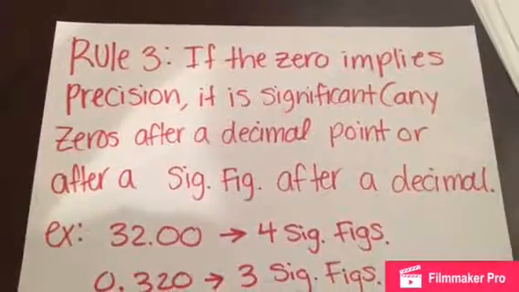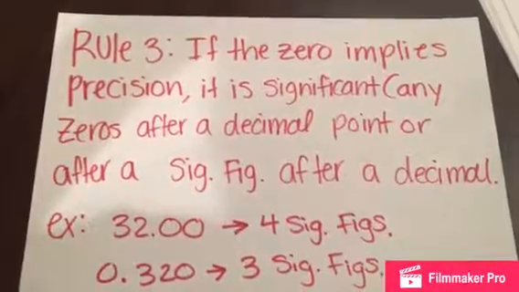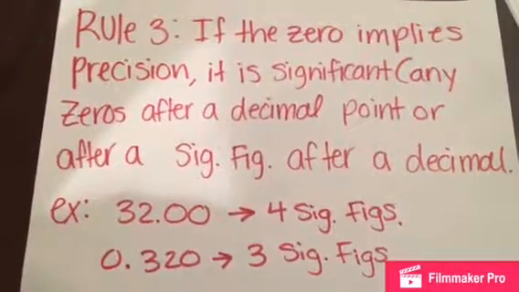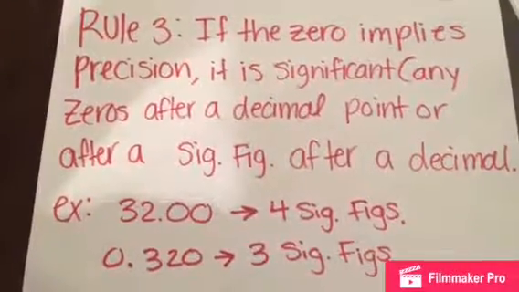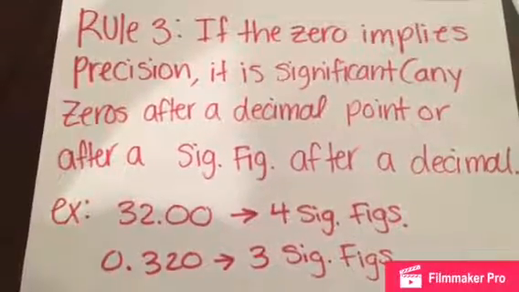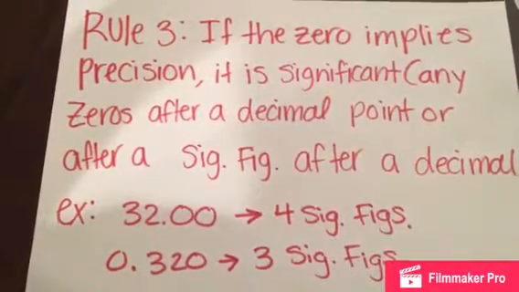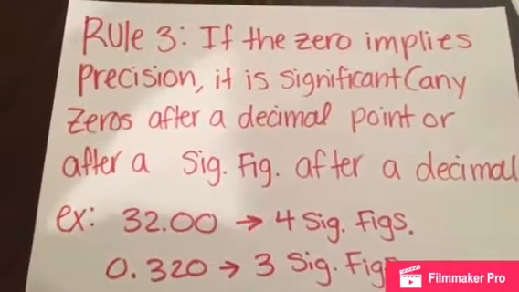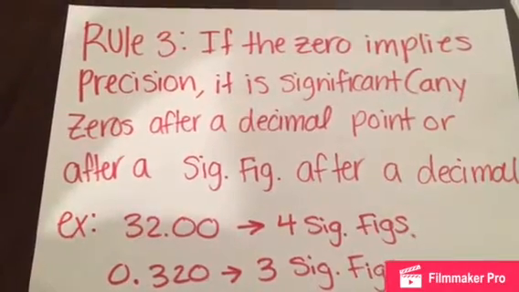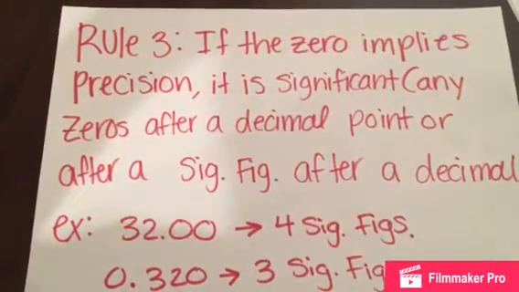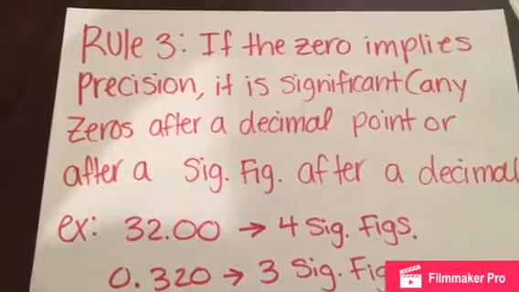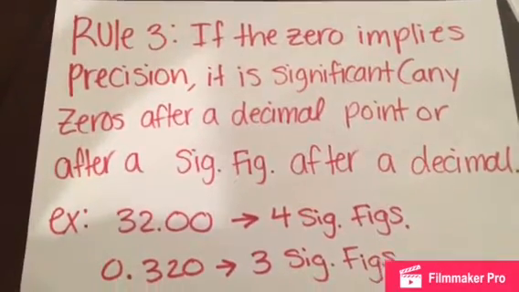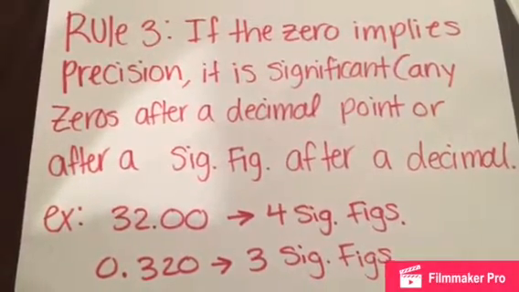Any zeros after a decimal point or after a sig fig are significant. For example, 32.00. Because the 2 zeros are after the decimal point, they become significant. So 32, 3 and 2 are significant, and because the 2 zeros are after the decimal point, they're also significant. So 32.00 equals 4 sig figs.